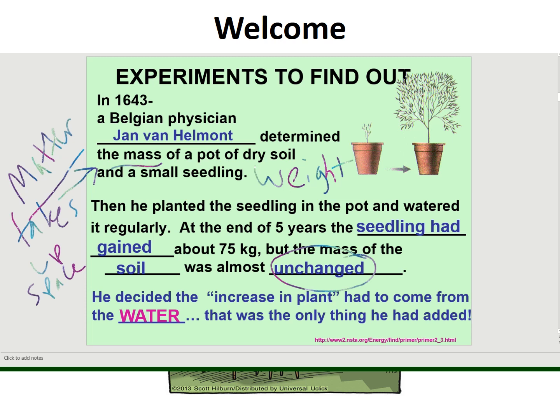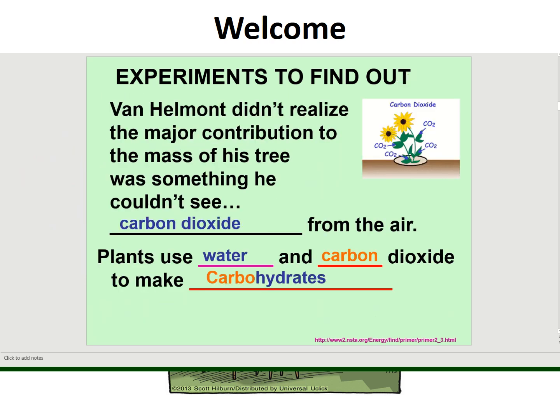All right. We now know what makes plants grow. Water is one of the things. So this man discovered that plants need water. Van Helmont didn't realize the major contribution to the mass of his tree was also something he couldn't see: carbon dioxide from the air. Plants use water and carbon dioxide to make carbohydrates.